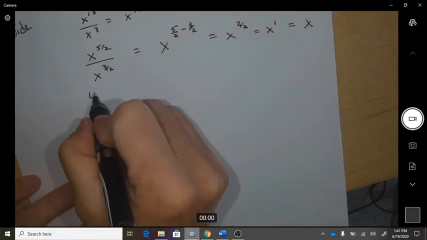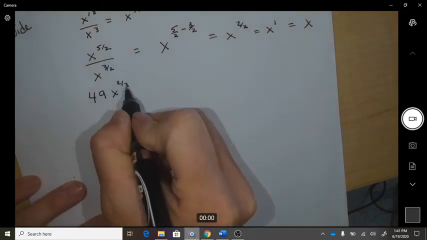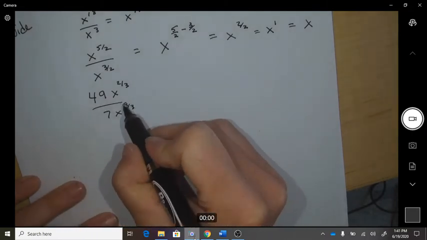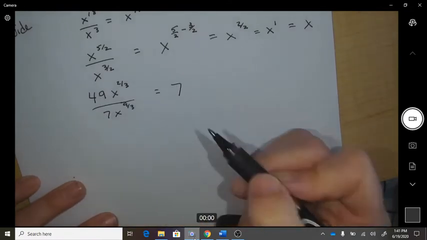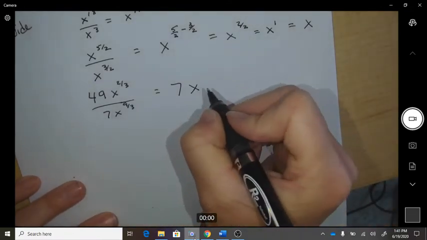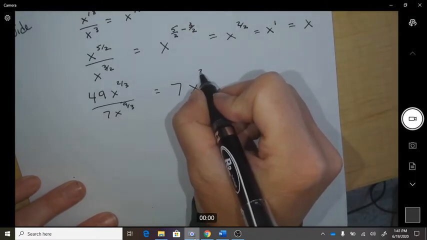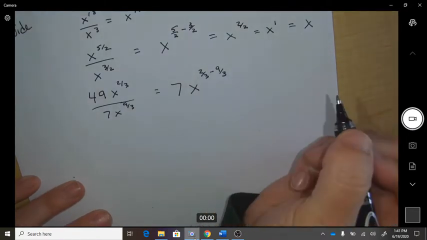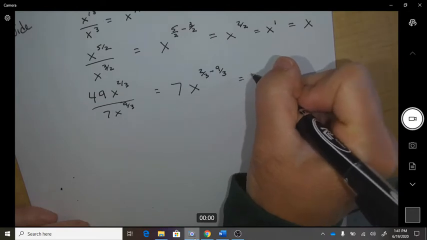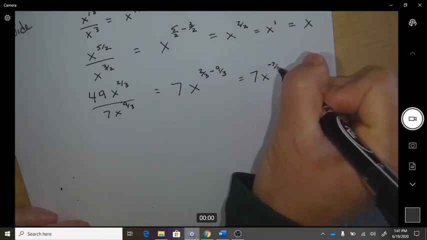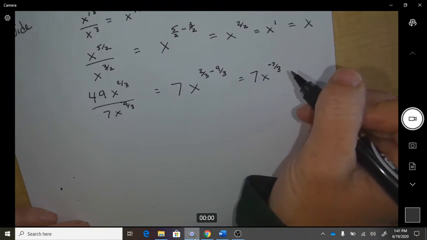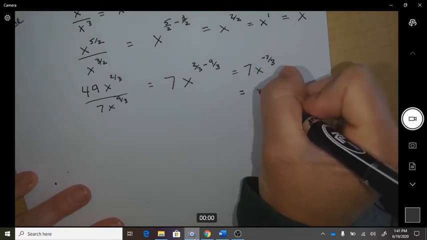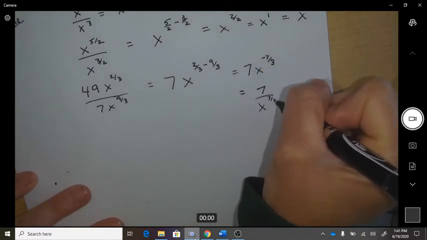Okay, last example in that category. 49x to the 2/3 over 7x to the 9/3. Okay, so the coefficient is 7, and then I'm going to have x to the, since it's division, I'm going to go 2/3 minus 9/3. And so they actually are in the same base, so I can subtract: -7 over 3. So you can leave it like that. If I say all answers have to be positive exponents, then you would have to have that on the bottom.